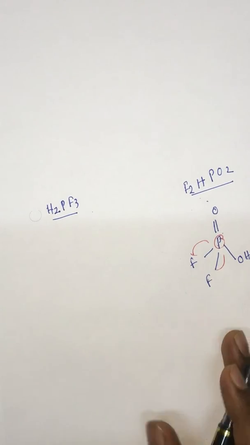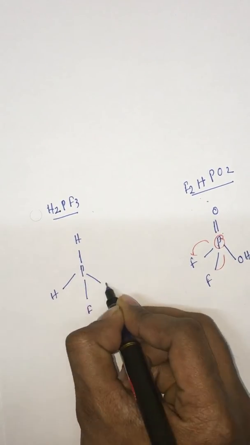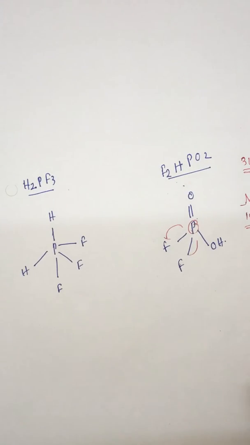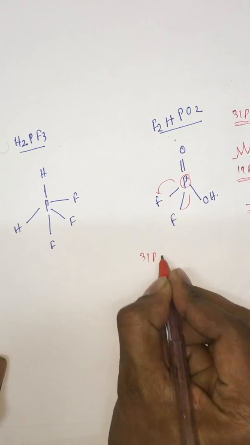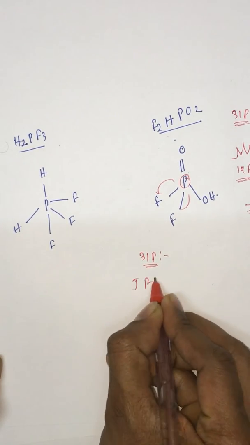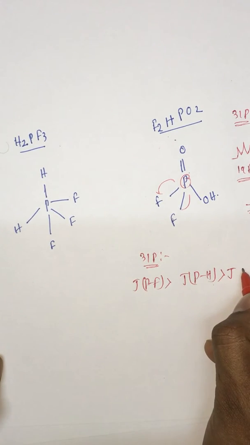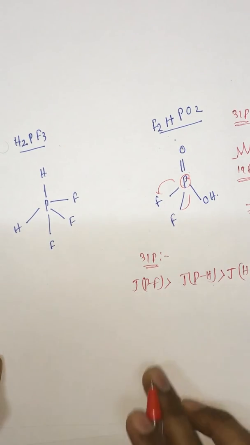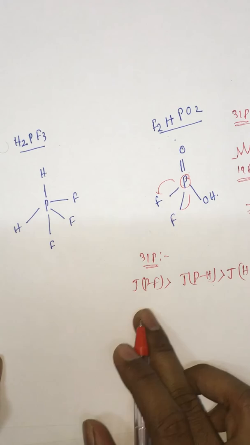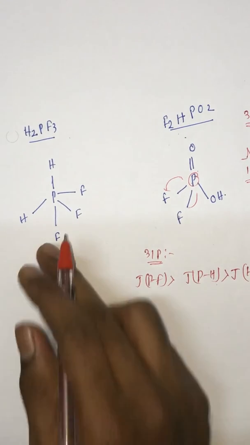And the next example we have, this is very important, H2PF3. So this is the structure. Okay, so first we will take 31P NMR. So what is the order we have here? Coupling constant of PF is greater than coupling constant of PH, which is greater than coupling constant of HF. We can remember also: phosphorus comes first, then fluorine, hydrogen, and at last hydrogen and fluorine comes. Okay, so now this is the structure here we have.